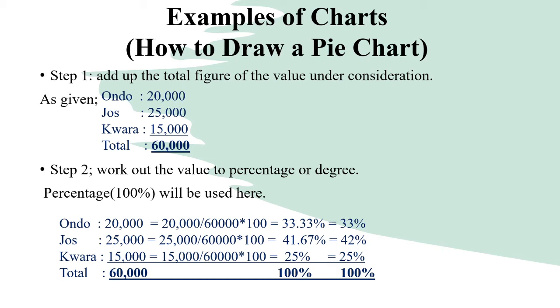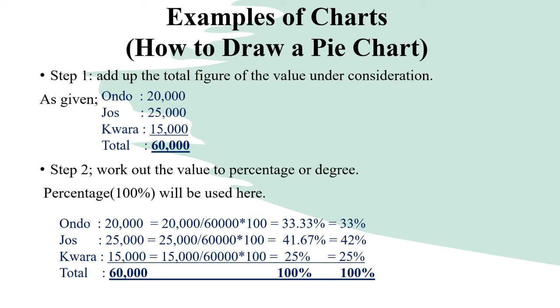We simply have our calculation here. 100 equals 20,000 divided by the total value times 100, because we are using percentage. If it was degrees, we would use 360. So here we have 33.3%. So we just round it up to the nearest whole number. Same goes for Oyo, where we have 25,000 divided by the total number times 100, and we have 41.67 in percent.